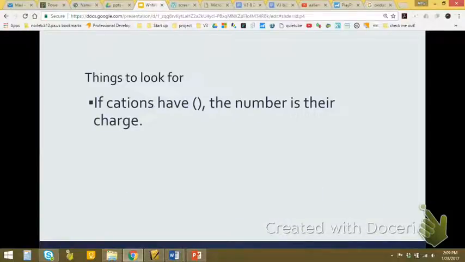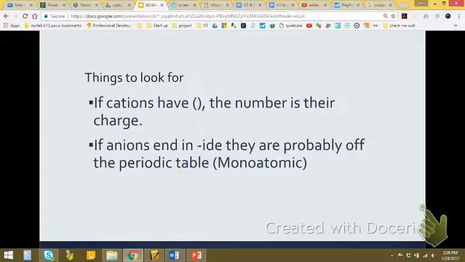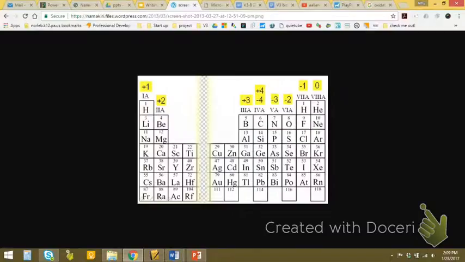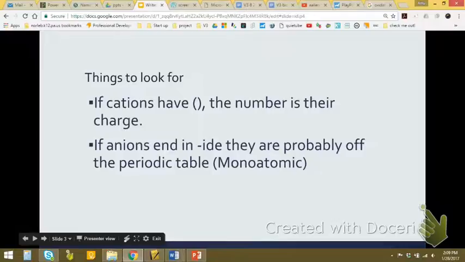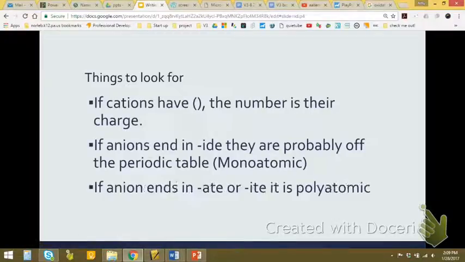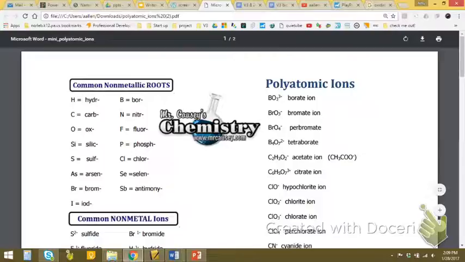Things to look for. If the cation has a parentheses and a Roman numeral in it, that means that Roman numeral is the charge for that cation. It's going to be +3, +2, +4, something along those lines. If the anion ends in IDE, that means it's straight off the periodic table, and you can simply look at the oxidation number that's given here and use that as its charge. If the anion ends in ATE or ITE, it's probably a polyatomic ion, and you'll need your polyatomic ion list to give you the charge for that particular ion.